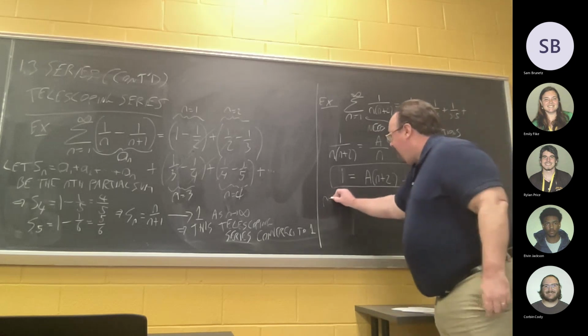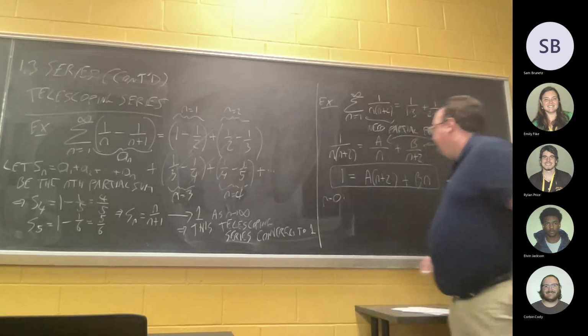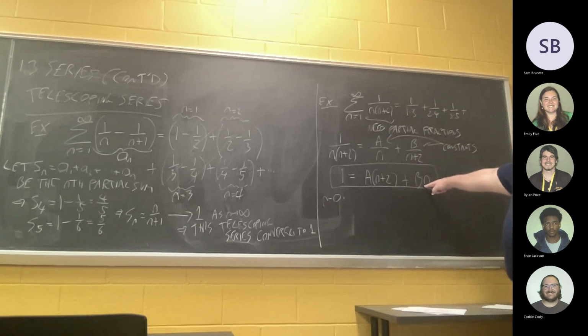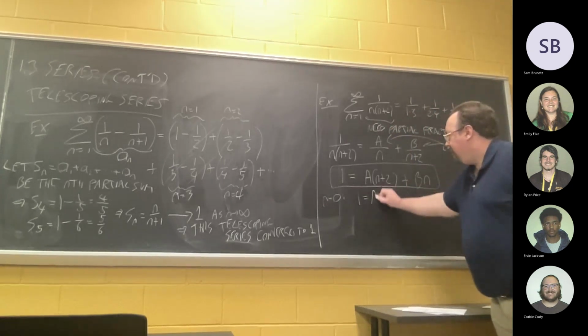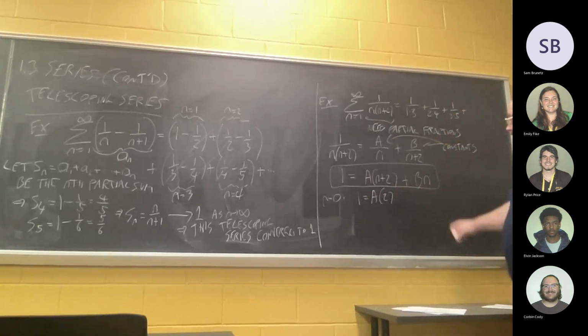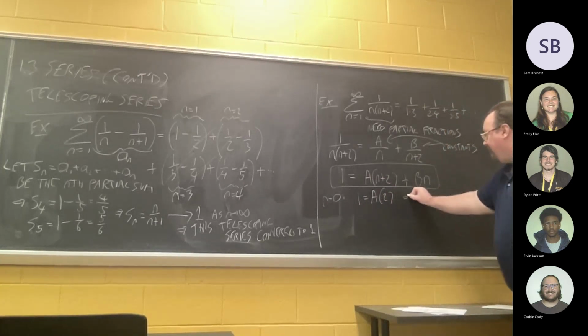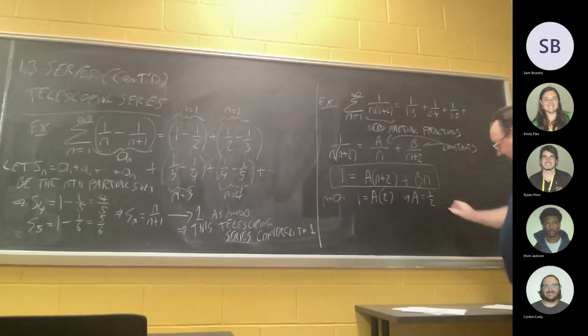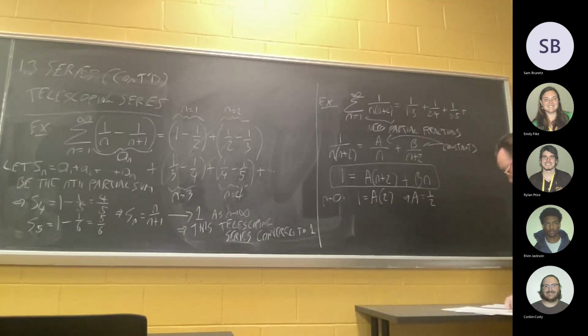So start with setting n equals 0. So that'll cause this term to disappear. I'll get 1 equals 2 times a. So now that immediately reveals the value of a as 1/2.